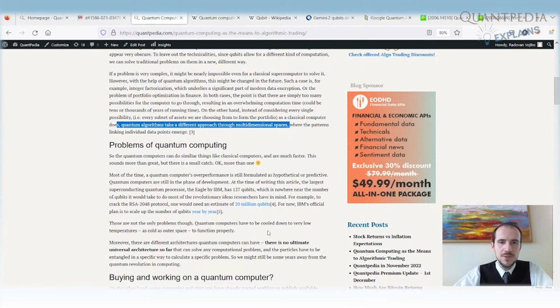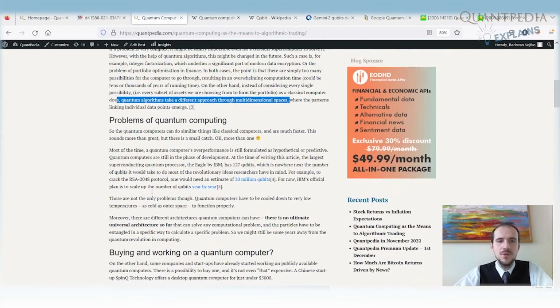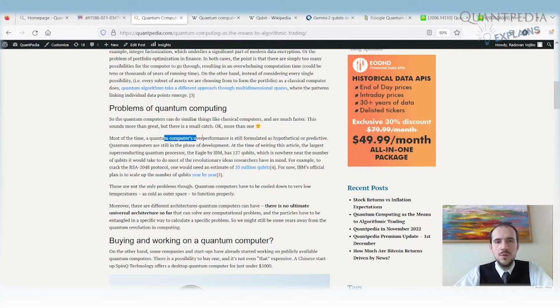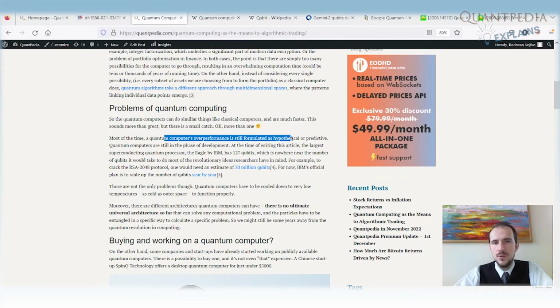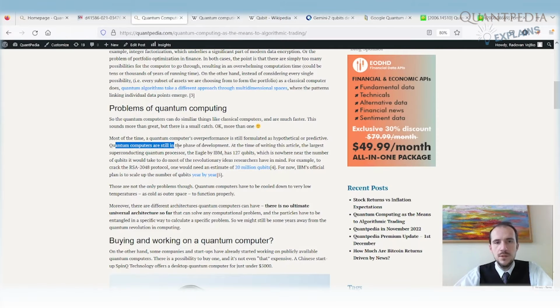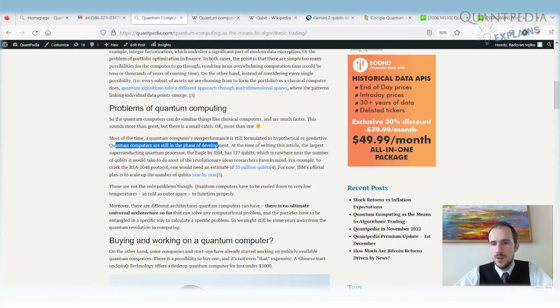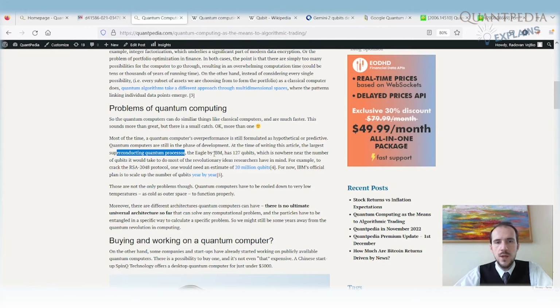But of course, there are some problems. Firstly, most of the time, the quantum computer's outperformance is still formulated as hypothetical or predictive. It means quantum computers at the moment are still in the phase of development. At the time I'm making this video, the largest superconducting quantum computer is from IBM.